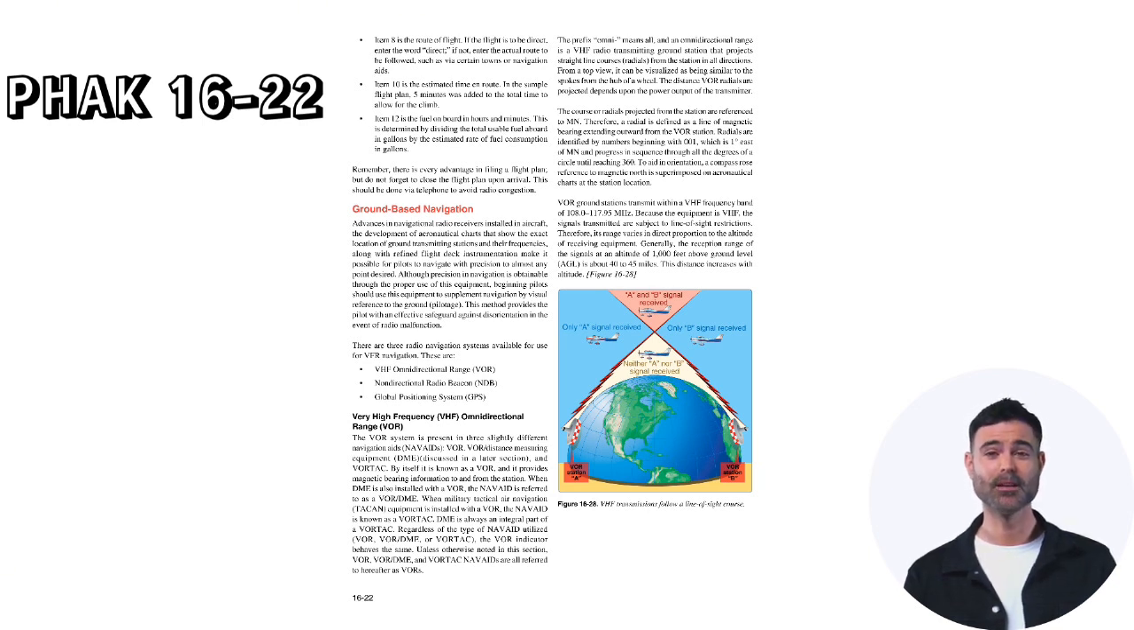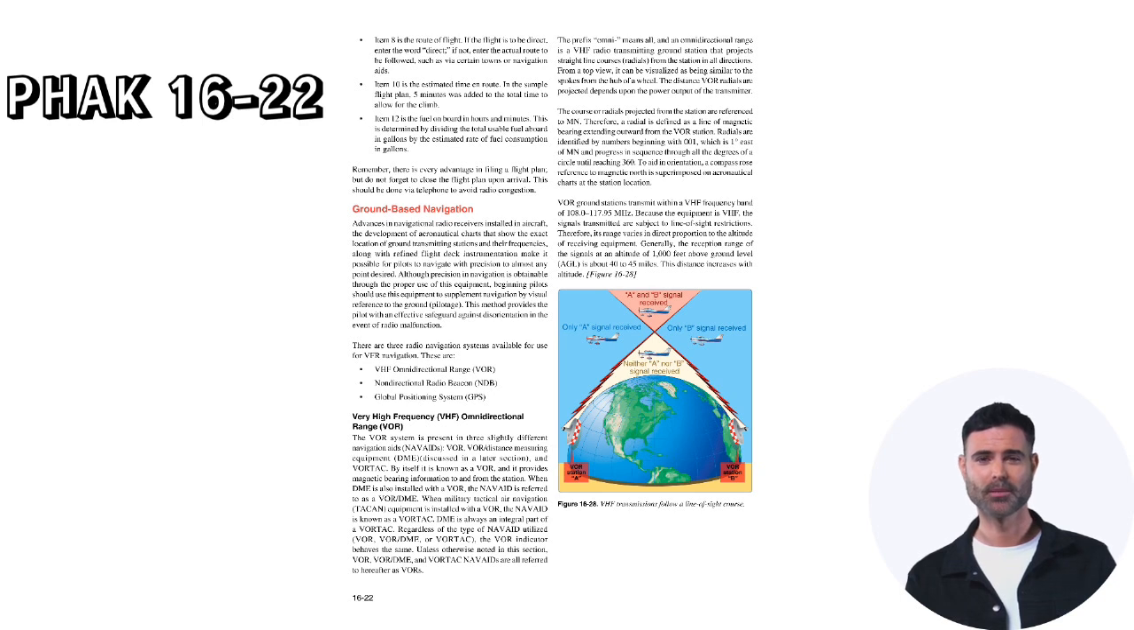Ground-based navigation. Advances in navigational radio receivers installed in aircraft, the development of aeronautical charts that show the exact location of ground transmitting stations and their frequencies, along with refined flight deck instrumentation, make it possible for pilots to navigate with precision to almost any point desired. Although precision in navigation is obtainable through the proper use of this equipment, beginning pilots should use this equipment to supplement navigation by visual reference to the ground, pilotage. This method provides the pilot with an effective safeguard against disorientation in the event of radio malfunction.